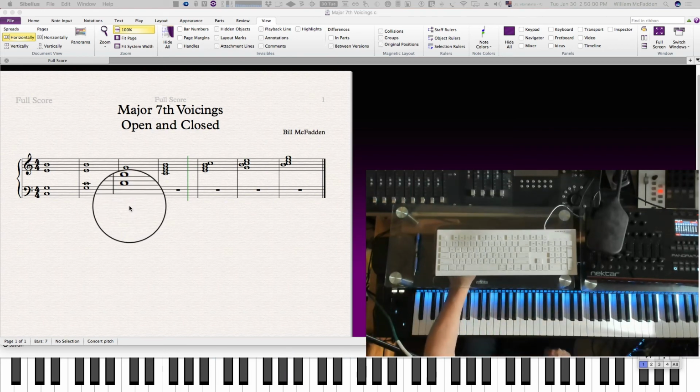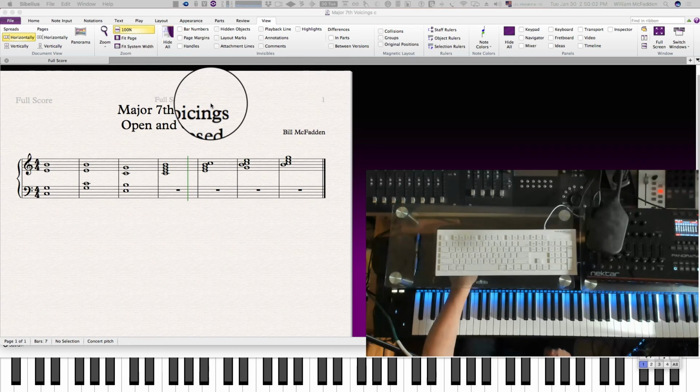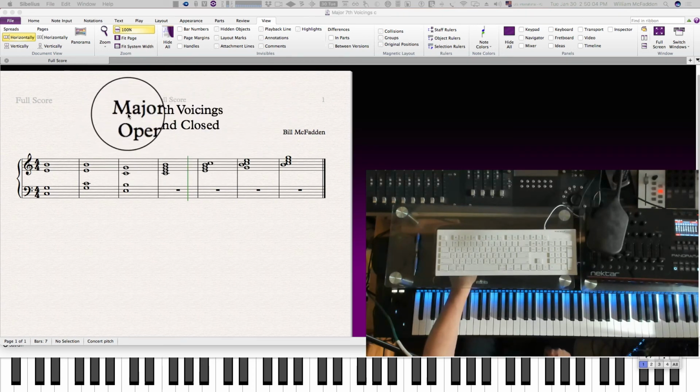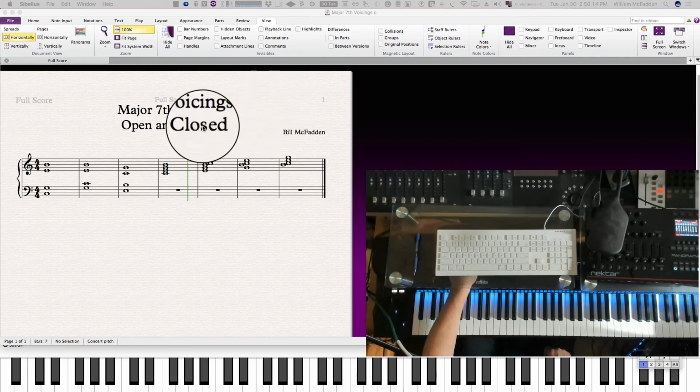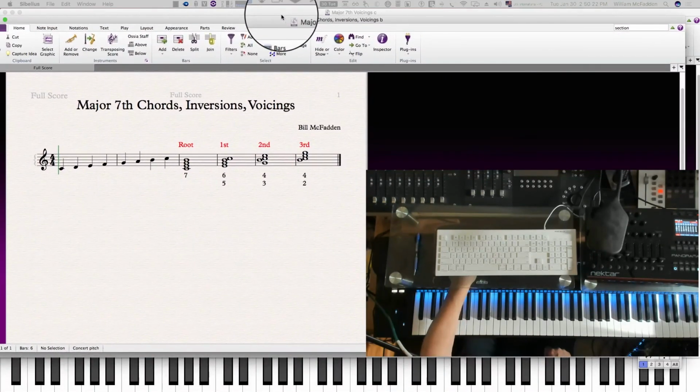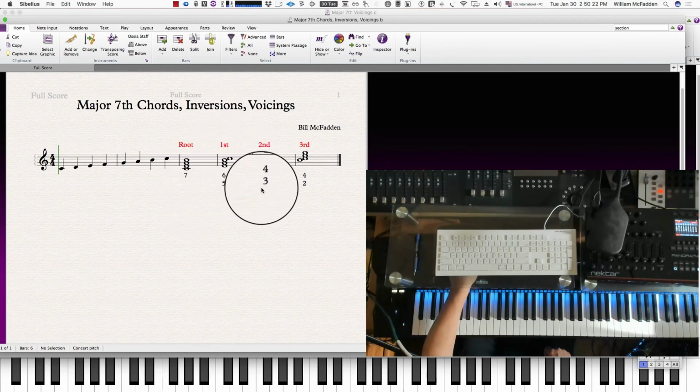So that'll wrap it up for the content for the major 7th. We've talked a little bit, or just a glimpse, about what happens if you flat the 7. But we'll get more into that in another video. This is major 7th voicings, open and closed, as well as the inversions. So we have the root, first, second, and third. And here's your shorthand notation for root position, first, second, and third.